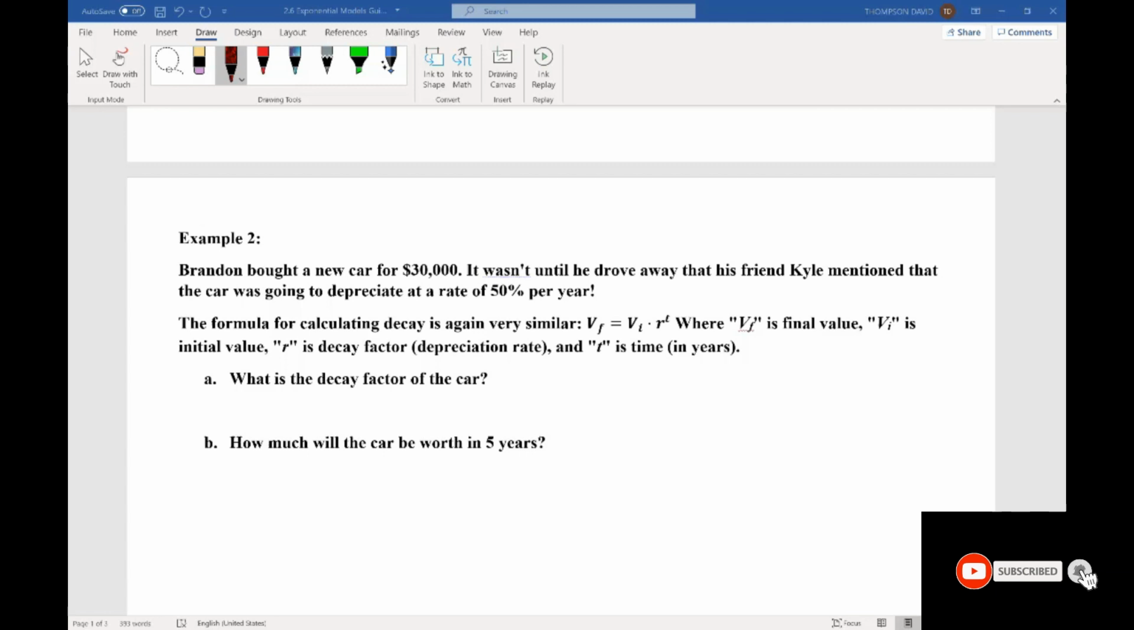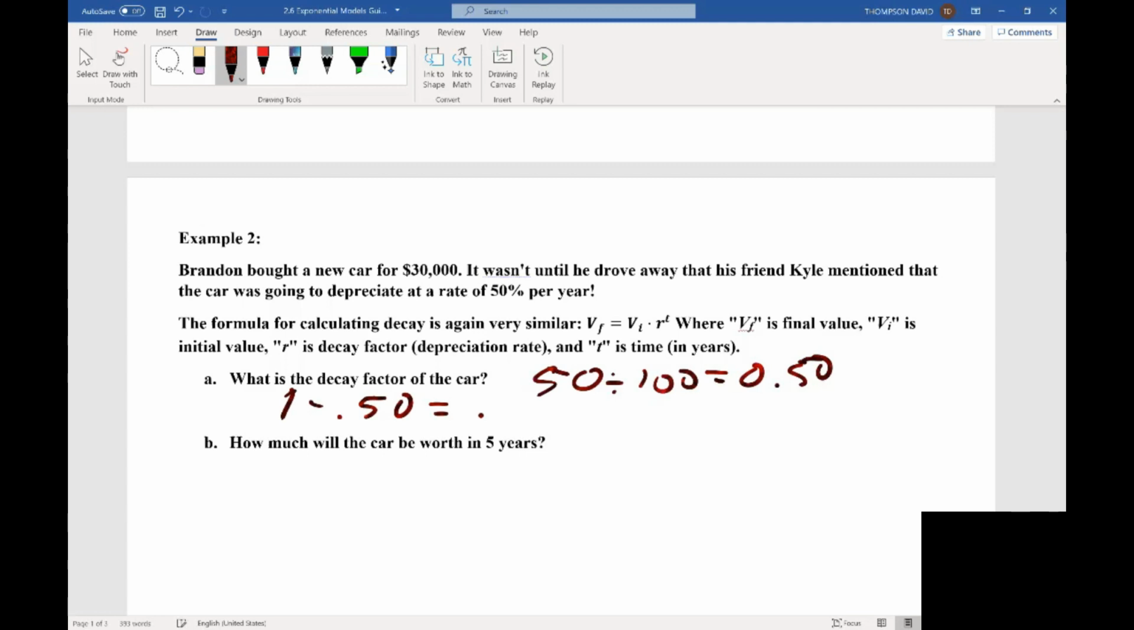So since we're decaying, first we do 50 divided by 100, which gives me 0.50. Now we just do 1 minus 0.50 equals 0.50. So that's my decay factor.